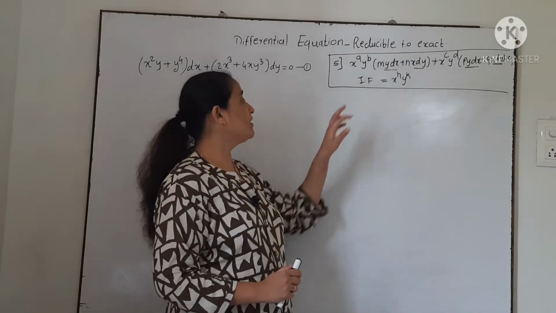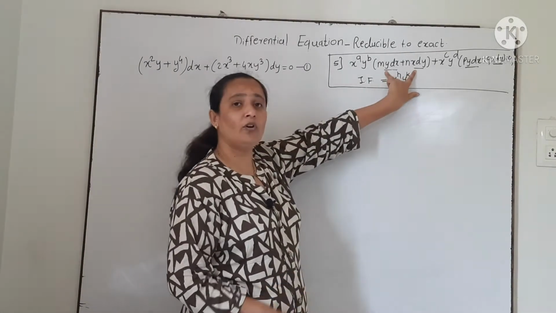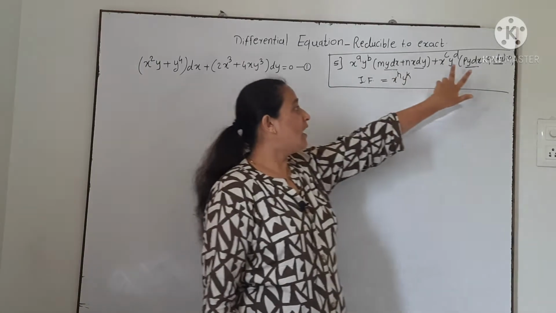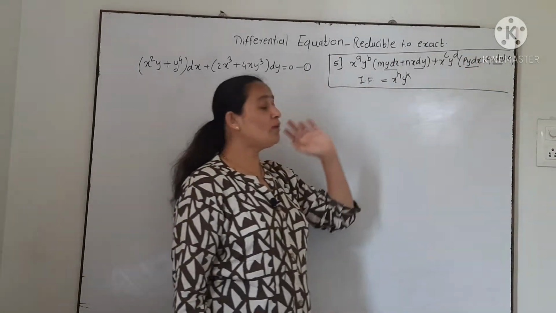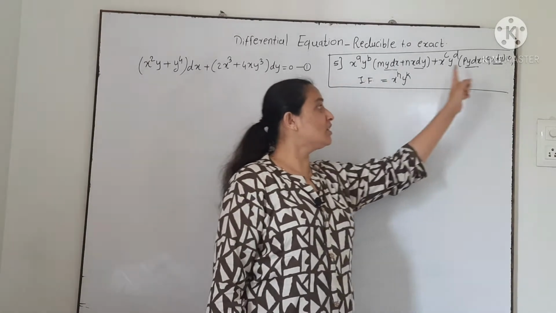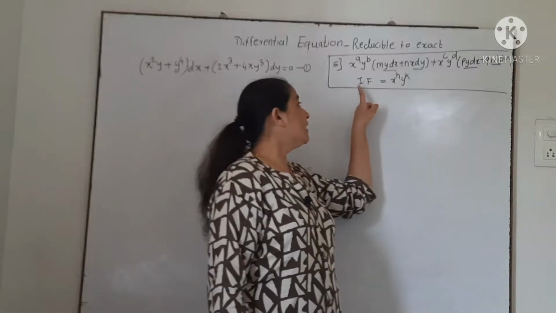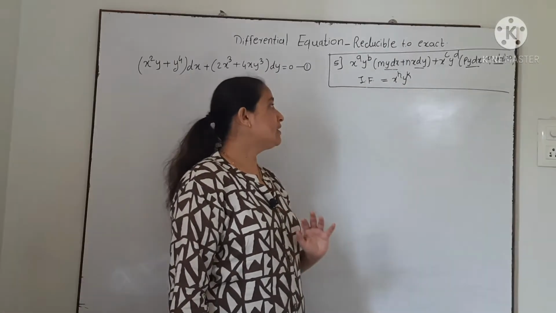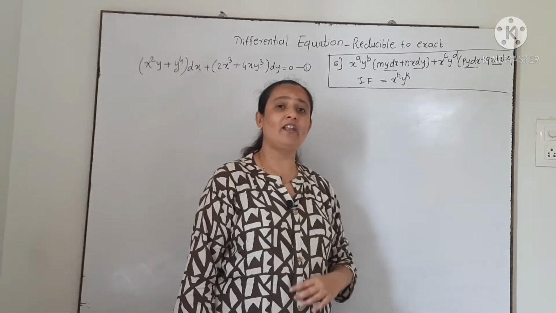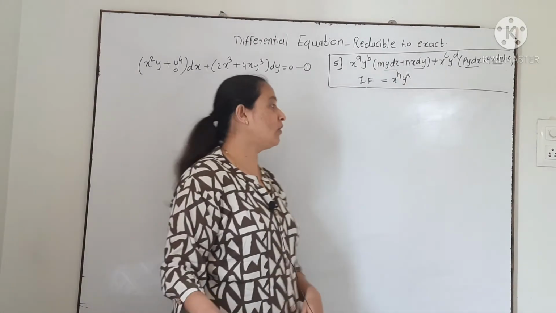In the fifth rule, what is important? Inside the bracket we want y dx plus x dy, and another bracket also y dx plus x dy. If you are able to arrange the given differential equation in this format, then the integrating factor is x raised to h y raised to k. Now in this case we will discuss how to find the values of h and k and how to solve the equation.